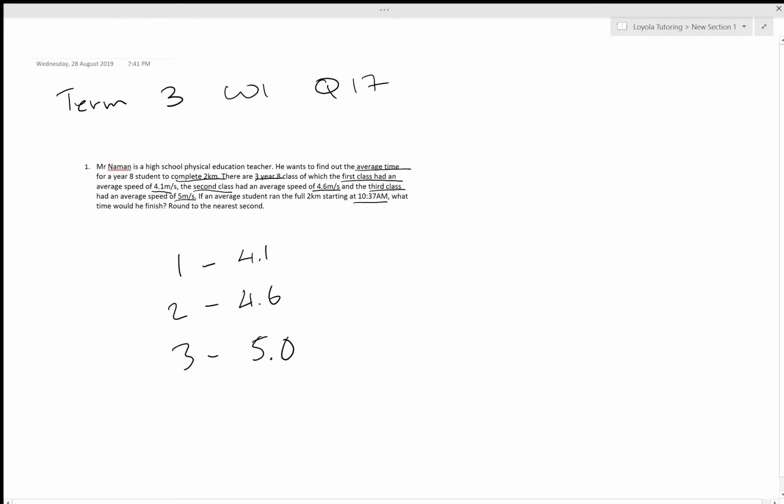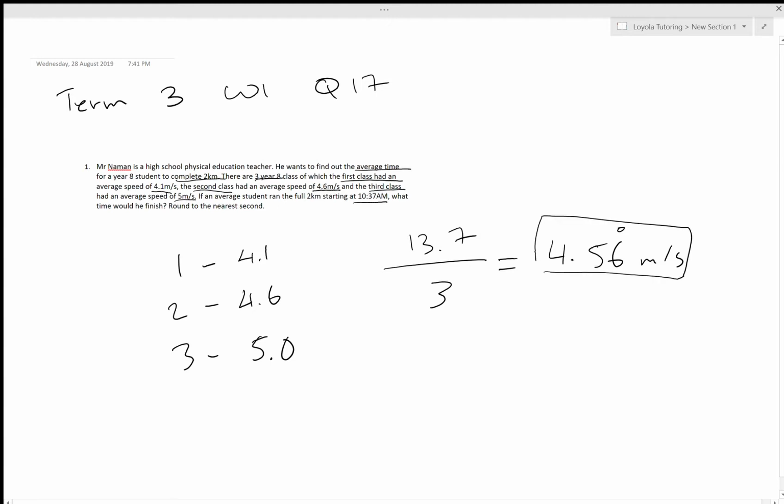Now, to find the average, as we've gone through in class, you just add these numbers and divide by how many numbers there are. So you get 13.7 divided by 3, and you get an average speed of 4.56 recurring meters per second. Okay, now that we have the average speed, let's find the time it will take.